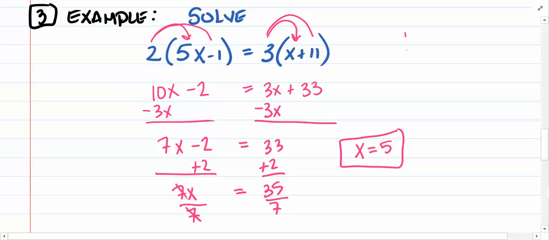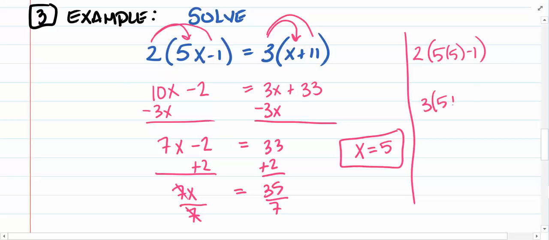And if I want to check and see how this will work, I would say, is 2 times 5 minus 1, is that the same thing as 3 times 5 plus 11? And it turns out that, yes, it is the same on both sides. Check it out and see.